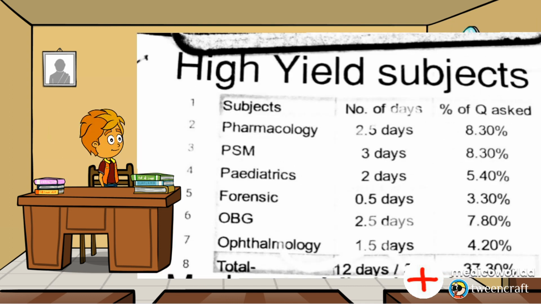Hello everyone. Let's start with the high yield subjects. First subject is pharmacology. You can give 2.5 days for this subject for the revision. Number of questions asked from the pharmacology subject is 8.3%. From PSM, the same number of questions asked, meaning 8.3%. You can give 3 days for the PSM for the revision.